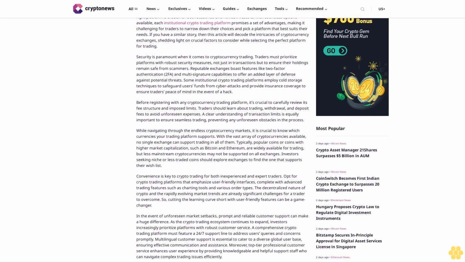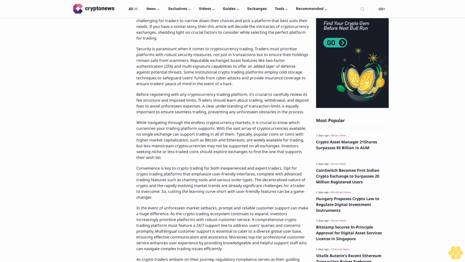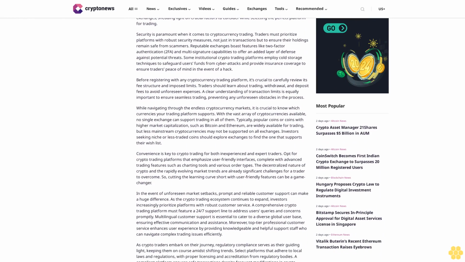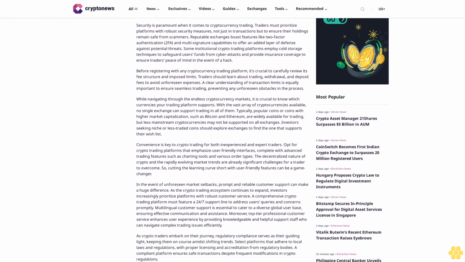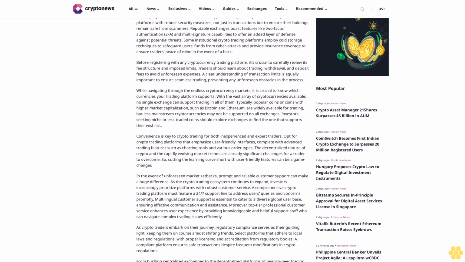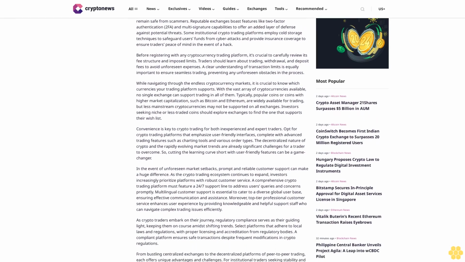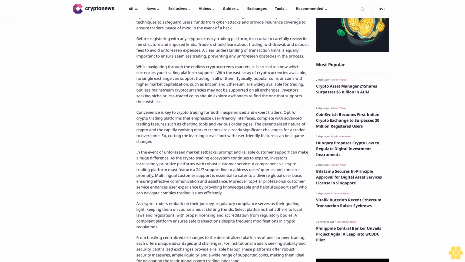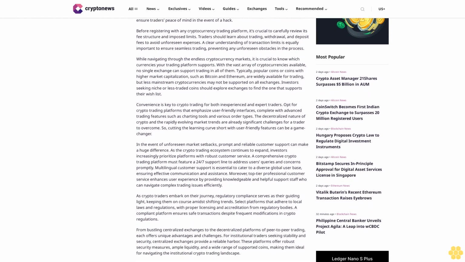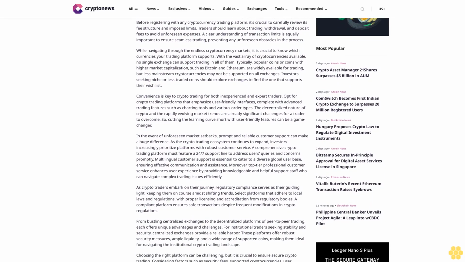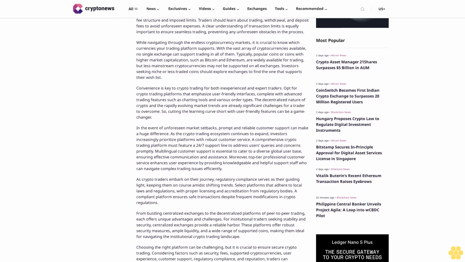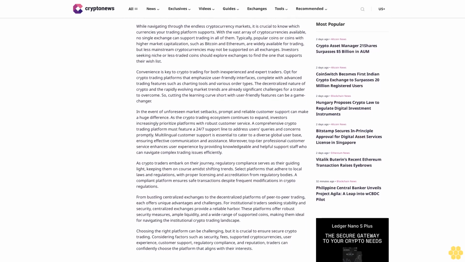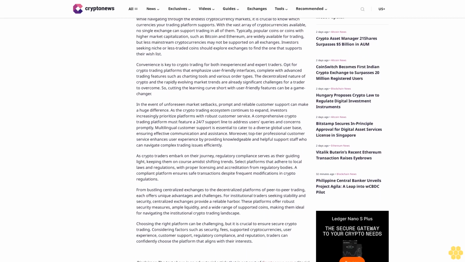Security is paramount when it comes to cryptocurrency trading. Traders must prioritize platforms with robust security measures, not just in transactions, but to ensure their holdings remain safe from scammers. Reputable exchanges boast features like two-factor authentication, 2FA, and multi-signature capabilities to offer an added layer of defense against potential threats. Some institutional crypto trading platforms employ cold storage techniques to safeguard users' funds from cyber attacks and provide insurance coverage to ensure traders' peace of mind in the event of a hack.